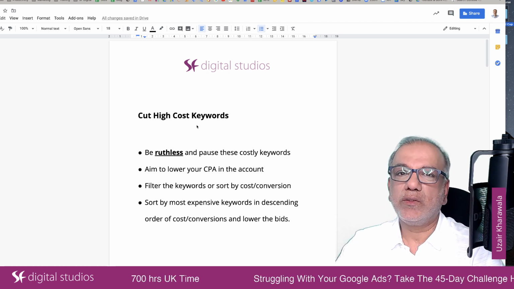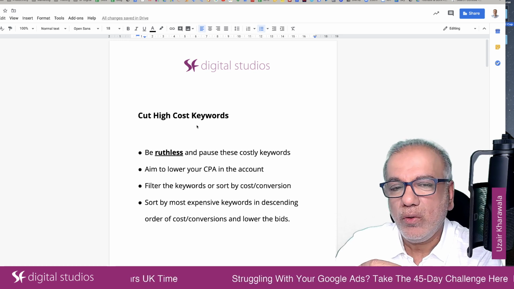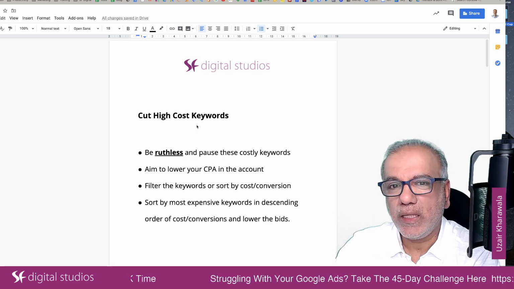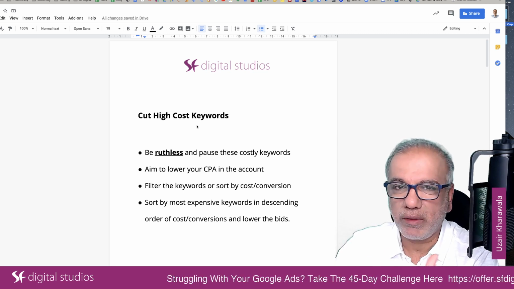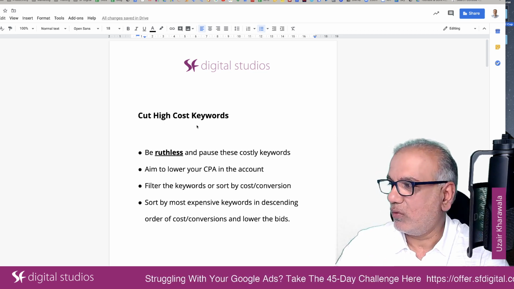Now obviously this is only relevant to those campaigns which you are running manually and not through any smart bidding, because with smart bidding Google will take care of itself.